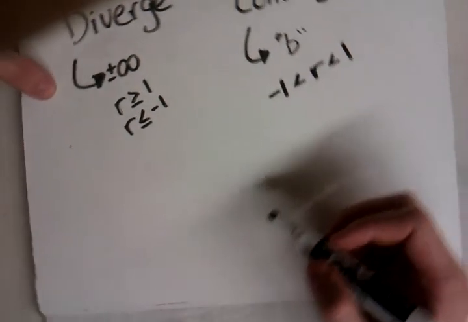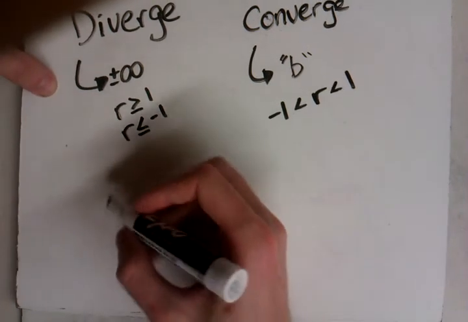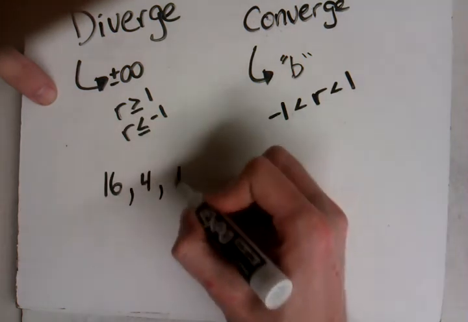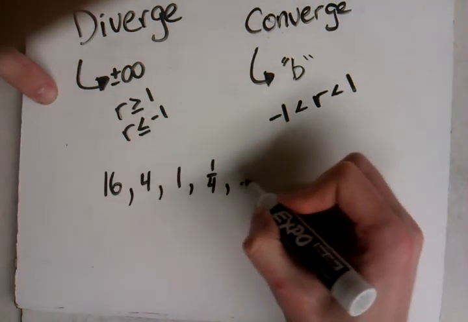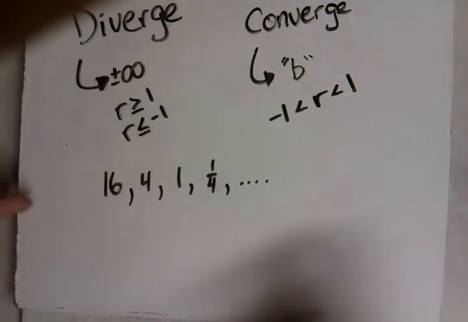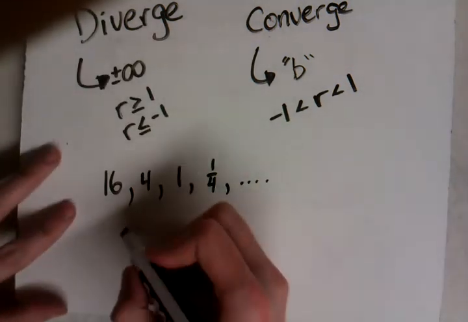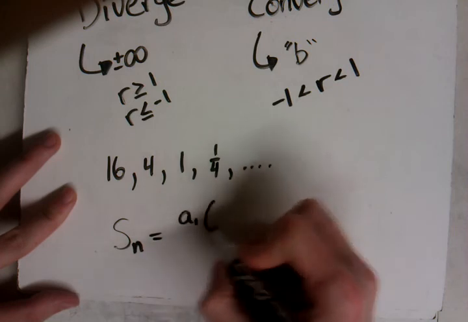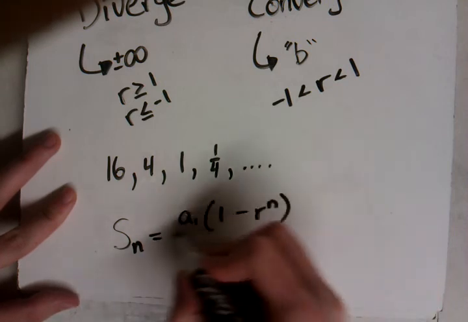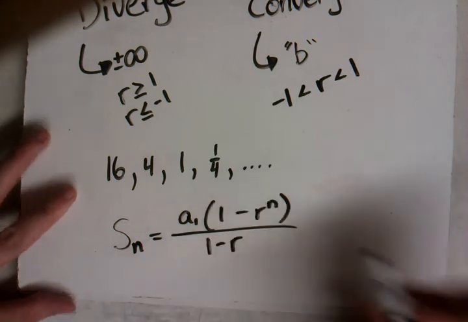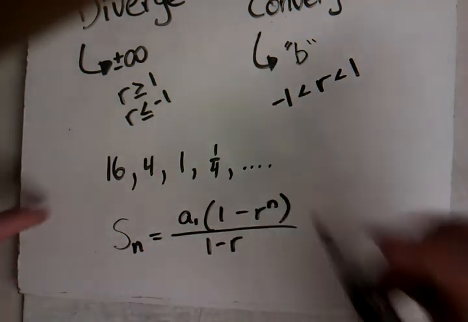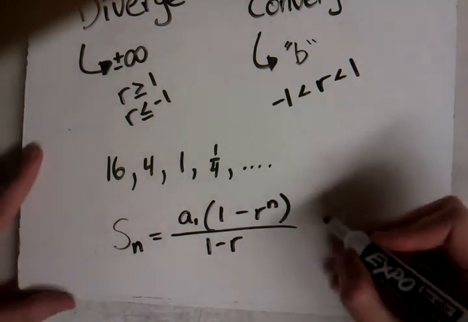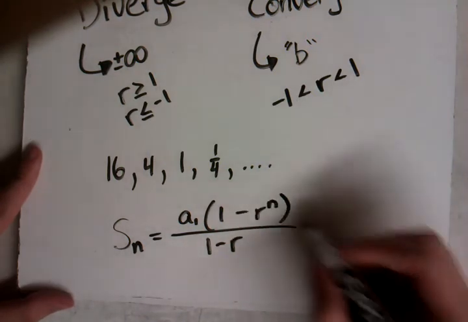So for example, just to show you one that does converge, let's look at the sequence 16, 4, 1, 1/4, and so on. And what happens there? If we look at our formula real quick, Sn equals A1 times 1 minus r to the n all over 1 minus r. The tricky part comes in with the n. Obviously, if this series goes on and on forever, n is going to be infinity. So the thing we're really worried about is what happens as we raise that r value to the infinity power.